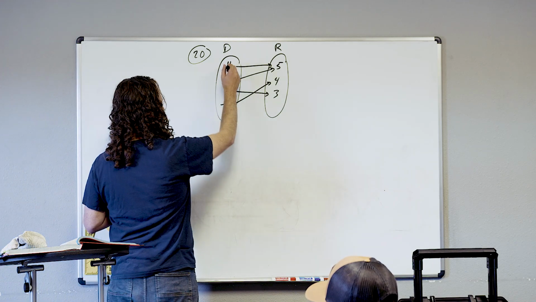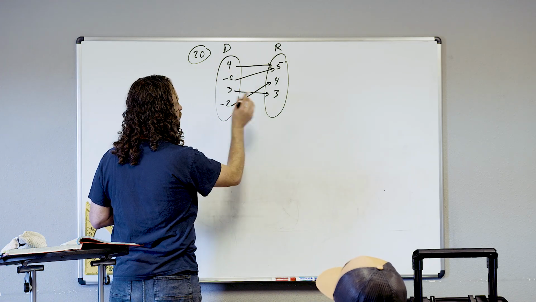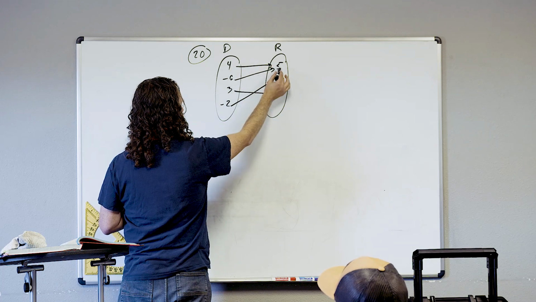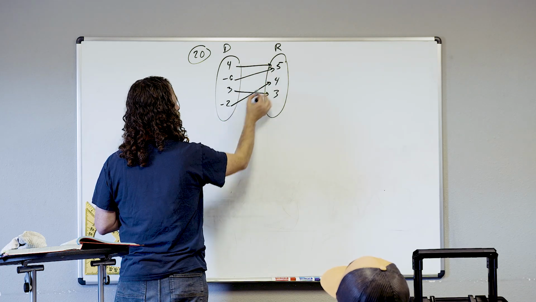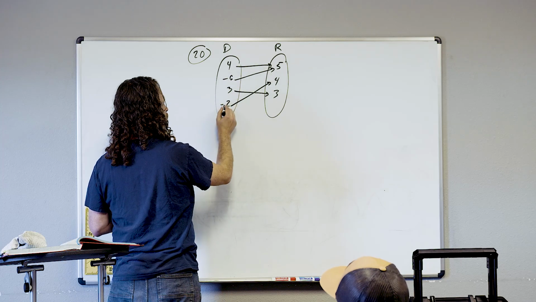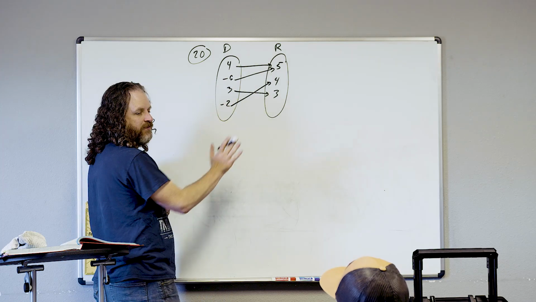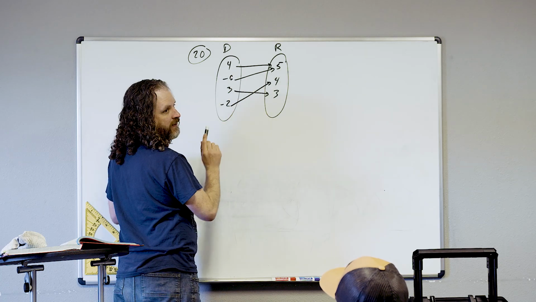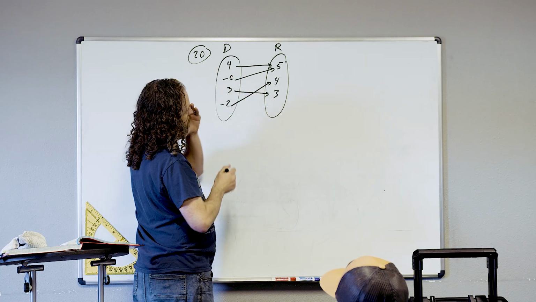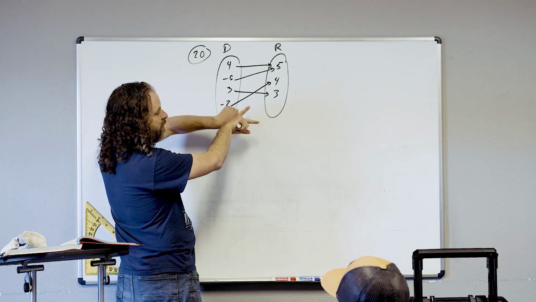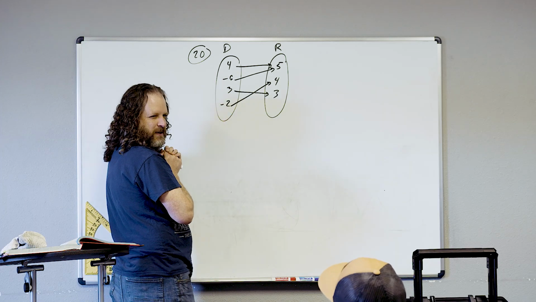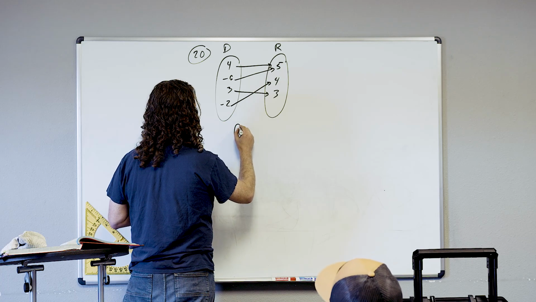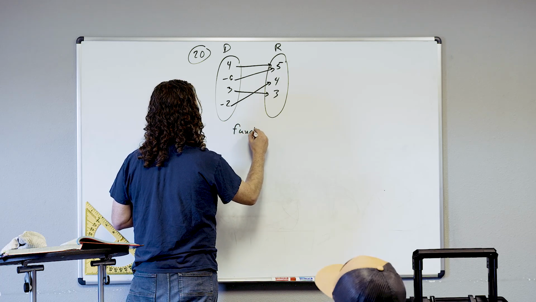So each one of the domain can only point to one member of the range. The 4 points to 5, the -6 points to 5, the 3 points to 3, and the -2 points to 4. Each one of these is only pointing to one thing, so it is a function. Even though these are both pointing to 5, that's okay. We can have 2 things pointing to the same number, but we can't have one thing pointing to 2 numbers or more. Negative 6 cannot point to 5 and 4. So this is a function.